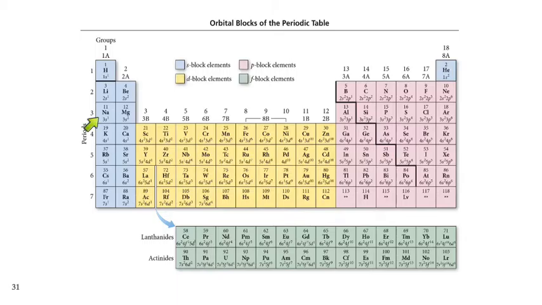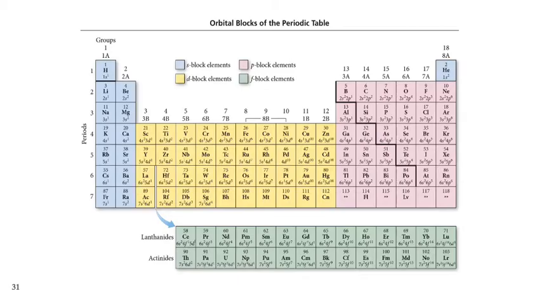Okay. How many electrons can fit in the S sublevel? 2. Look, there's 2 columns here. They kind of stick up. This is the S block. How many electrons fit in the P sublevel? 6. How many columns here? 6. This is the P block. How many electrons fit in a D sublevel? 10. How many columns? 10. How about the F? 14. How many columns? 14. Is that cool or what?